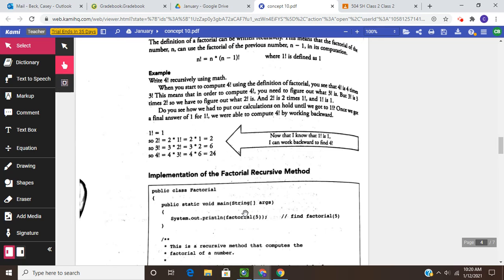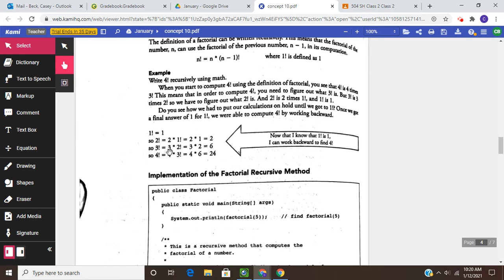Do you see how we had to put our calculations on hold until we got to 1 factorial? Once we got the final answer of 1 for 1 factorial, then we're able to compute 4 factorial by working backwards. So if you look at this kind of calculation table, you see that you first write 1 factorial equals 1. So that means then 2 factorial equals 2 times 1 factorial. But we know 1 factorial is 1, so then we could do the 2 times the 1 to get the 2.